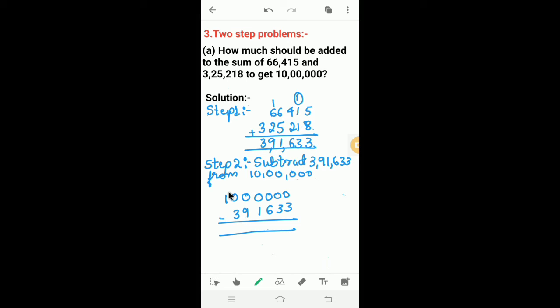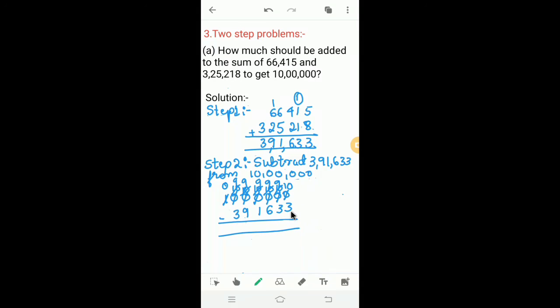Next number is 1. If we borrow from 1, then 1 becomes 0 and here 0 becomes 10. Now we can borrow from 10. 10 becomes 9 and here 0 becomes 10. Now we can borrow from 10. Then 10 becomes 9 and here 0 becomes 10, and the same continues for each place until the last 0 becomes 10.